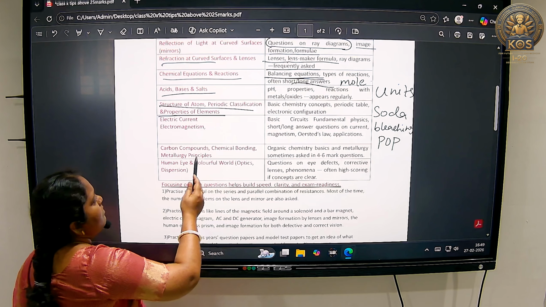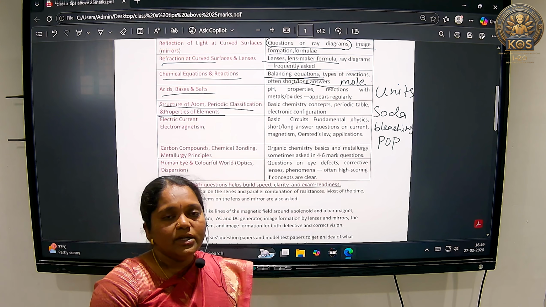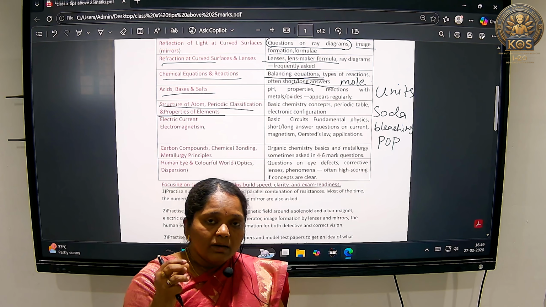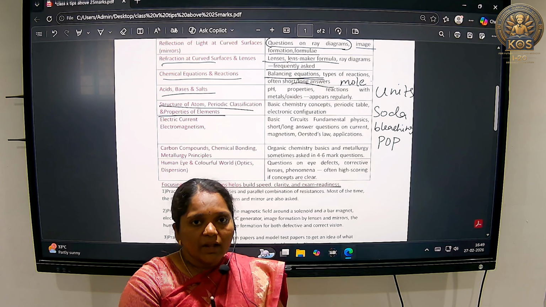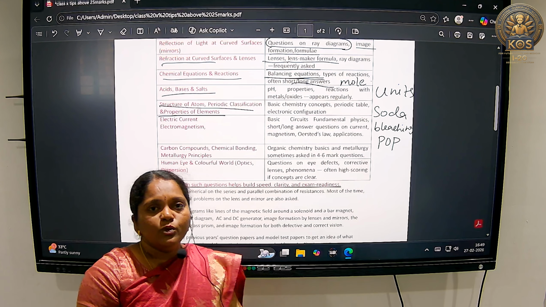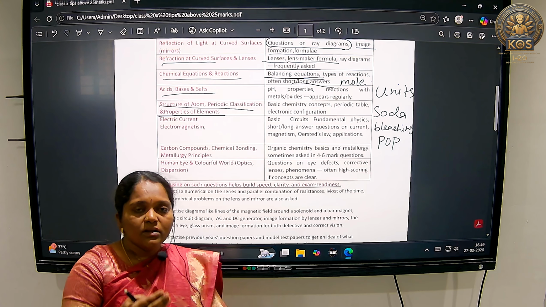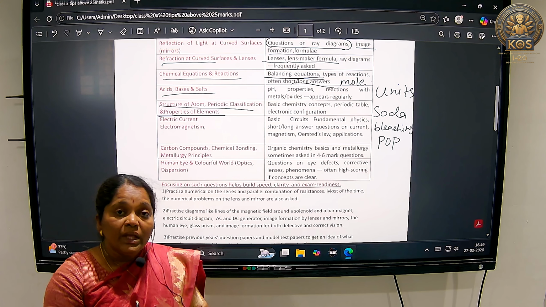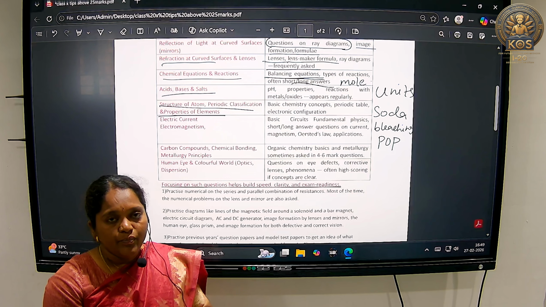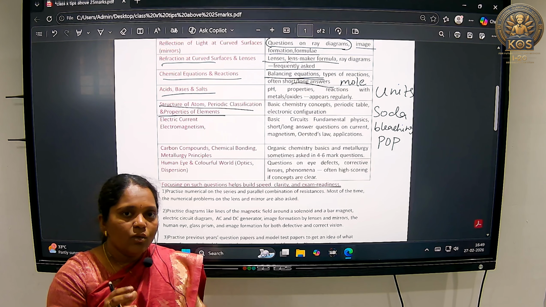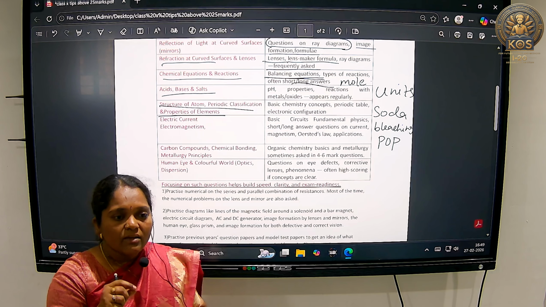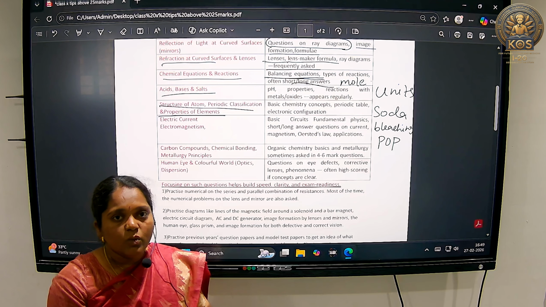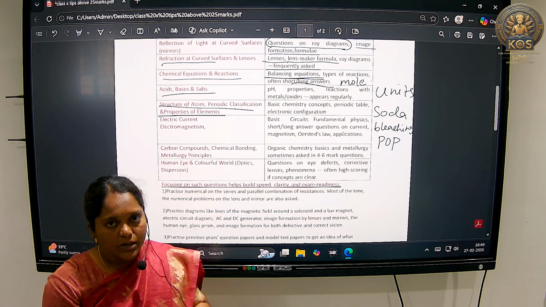Now coming to metallurgy principles, they ask for objectives, like the definitions of roasting and calcination, and whatever flux we use in that, which flux we use, and what other methods are present in that. Those questions will be asked, and moreover the ore formulas which are in the table will be asked. They ask us to identify which formula belongs to which ore. It will be like an objective question.